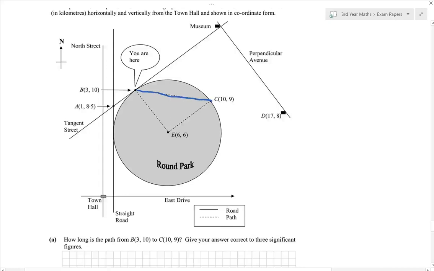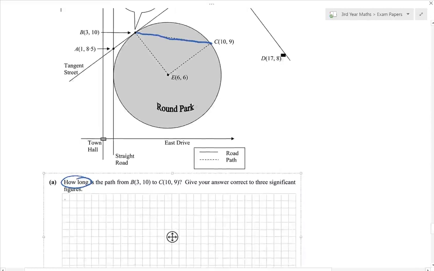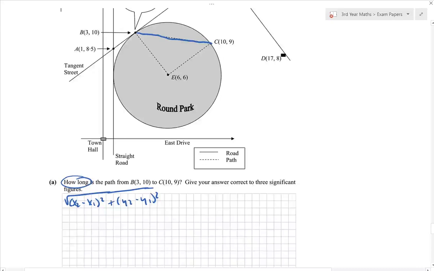So these are coordinates, so we're thinking coordinate geometry. When you think how long, you should think distance and write down your distance formula, which is square root of x2 minus x1 squared plus y2 minus y1 squared. Please be familiar with these, they're in your log tables. So call this x1, y1, x2, y2, and sub it in. So x2 is 10 minus x1 is 3 squared, y2 is 9 minus y1 is 10 squared. 10 minus 3 is 7 squared, 9 minus 10 is minus 1 squared.